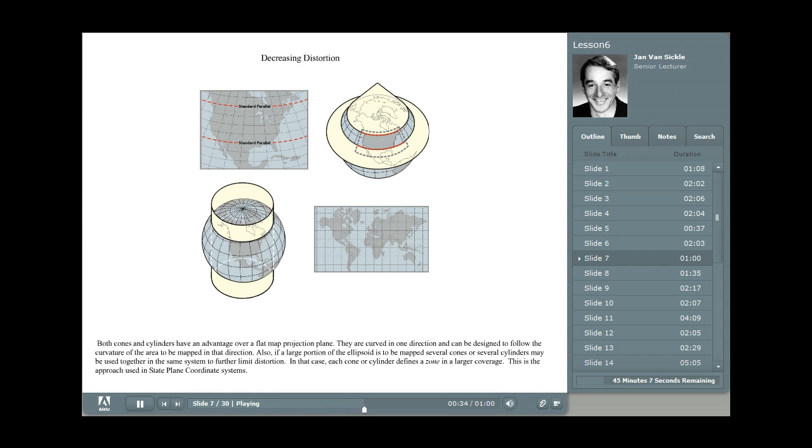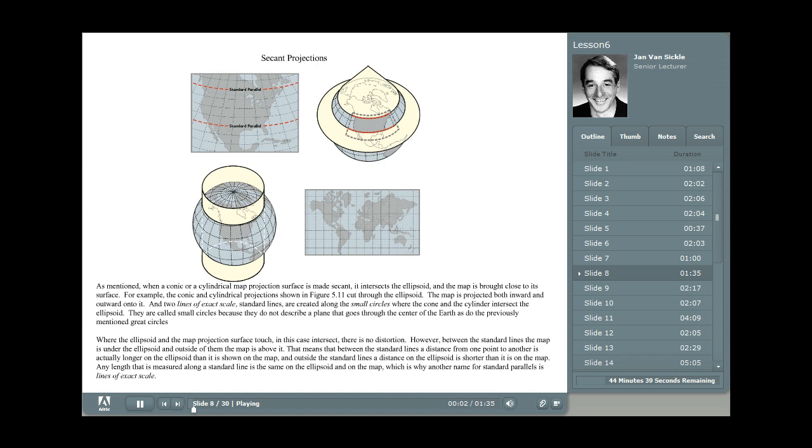With state plane coordinate systems, you don't generally have one cone or cylinder that's used for the entire state, but rather a collection of cones or cylinders, one for each zone. A cylinder or cone defines a zone. That's the approach that was used in the original and current design of state plane coordinate systems in this country. And of course, these are secant projections. They intersect the ellipsoid in two areas.